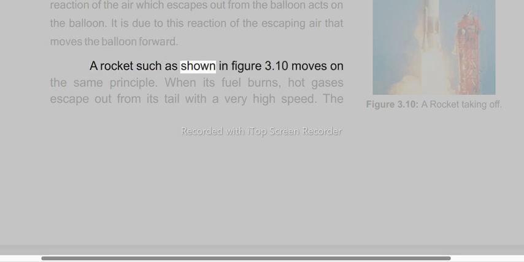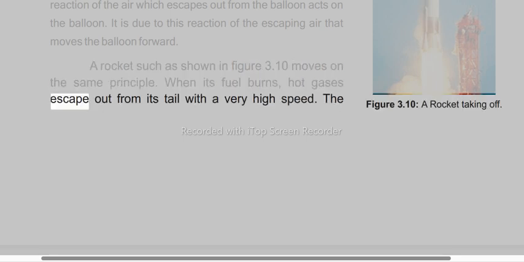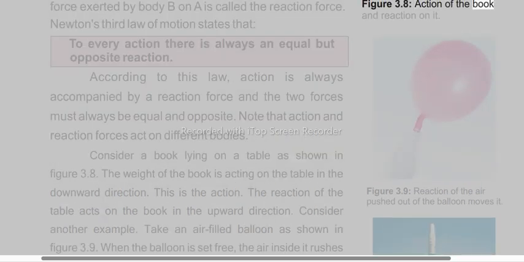A rocket such as shown in Figure 3.10 moves on the same principle. When its fuel burns, hot gases escape out from its tail with a very high speed. Figure 3.10, a rocket taking off. Figure 3.9, reaction of the air pushed out of the balloon moves it. Figure 3.8, action of the book and reaction on it.